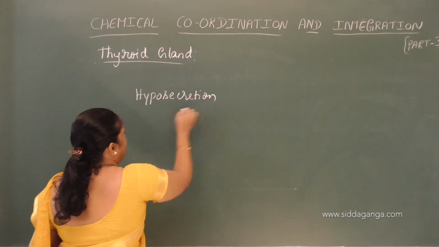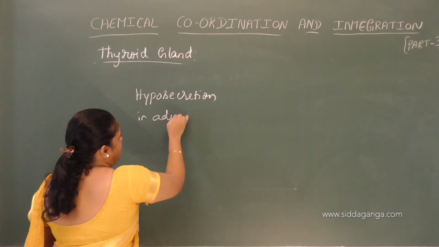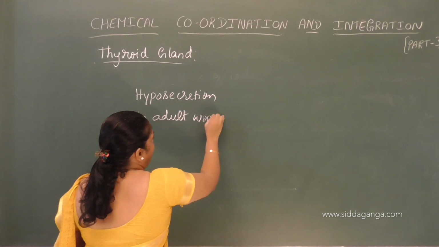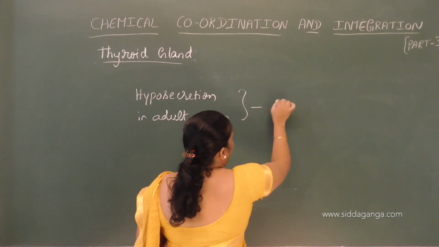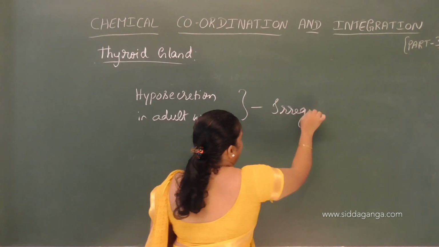Hyposecretion in adult women causes irregular menstrual cycle.